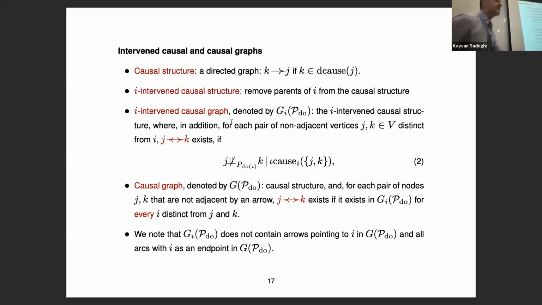Okay, is it clear how I'm making my causal graph? No? So basically I make this causal structure, then I make the I intervene causal structure, then I put arcs in the I intervene causal structure to get I intervene causal graph. Then from I intervene causal graphs, I get my causal graph. Okay, that's the idea. And it has exactly the property that SCM graphs have, that in GIPDO, there is no arrow pointing to G and there's no arc to G. Exactly.